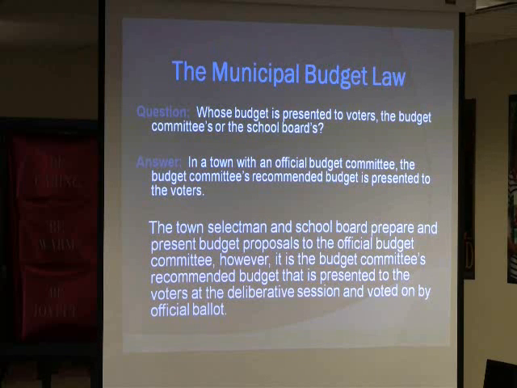So the way the process works is that the superintendent early on in September and October puts together a budget proposal to the school board. The school board will then make some fine adjustments to that, and they will present their budget in December and January to the municipal budget committee. The municipal budget committee will then review that budget and go through usually a process of about 6 weeks, and then they will come up with a final recommended budget that will be presented at the deliberative session and then placed on the ballot.